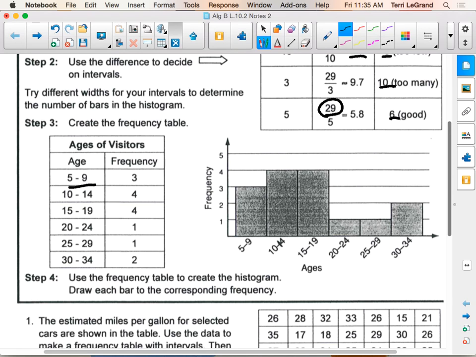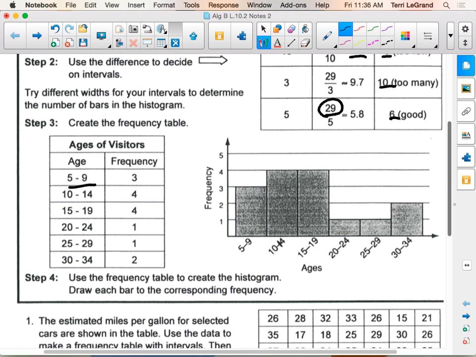Because from 5 to 9, and then 14, different ages in there. Prove it. Because 5, 6, 7, 8, 9. So 5, even though when you take 9 and you subtract 5, you get 4, don't you?